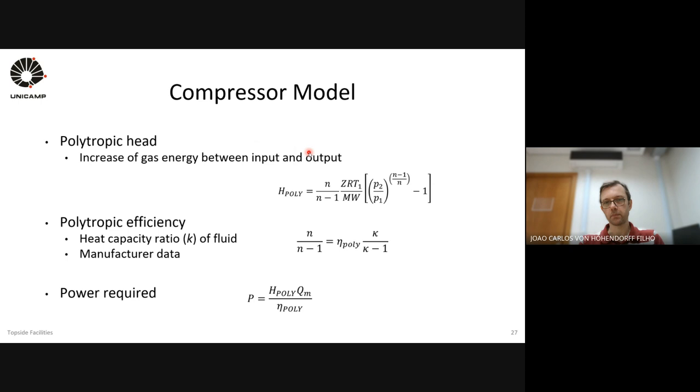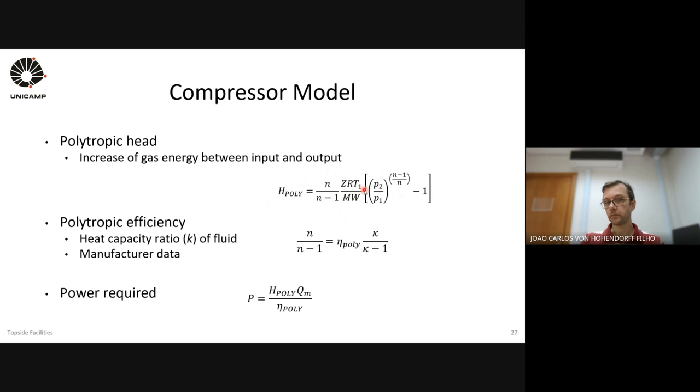Let's correlate that polytropic number, the temperature of the inlet, the input of the system, the molecular weight of the gas, and the difference of pressure between the input and the output, and with this we can calculate that increase. What is important to verify here? What affects this number? Of course, the polytropic number, the temperature of the input of the system.